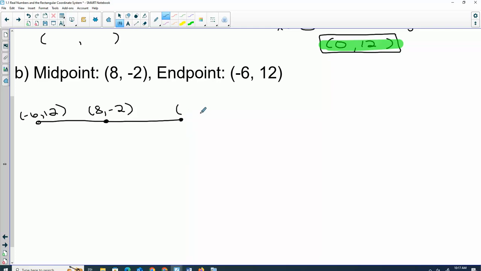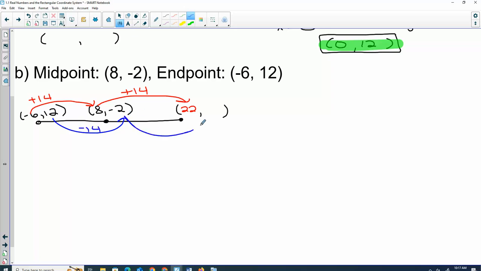So most of you are doing just the reasoning way. How do you get from negative 6 to positive 8? Plus 14. All right, so we do it again. What's 8 plus 14? All right, how do you get from 12 to negative 2? Minus 14. So we do it again. Negative 2 minus 14. So my other endpoint is 22, negative 16.